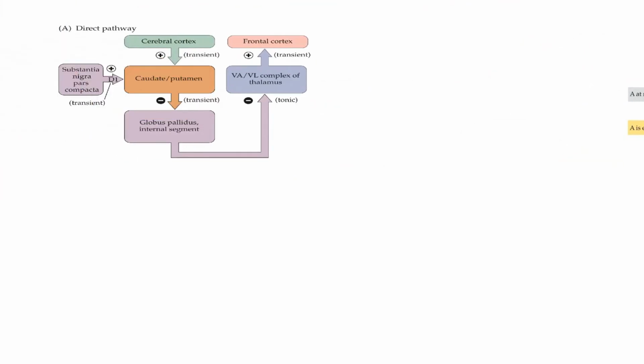There is a direct and indirect pathway leading to the basic pathway we just covered. The direct pathway adds the substantia nigra pars compacta, which turns on the caudate and the putamen. Input from the substantia nigra pars compacta and the cerebral cortex to the caudate and the putamen are transient in nature. The caudate and putamen send a transient inhibitory signal to the globus pallidus interna, shutting down the tonic input to the ventral anterior and ventrolateral complex of the thalamus, which can then send a transient excitatory input to the frontal cortex.